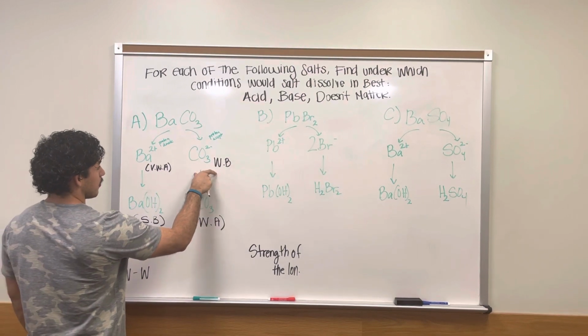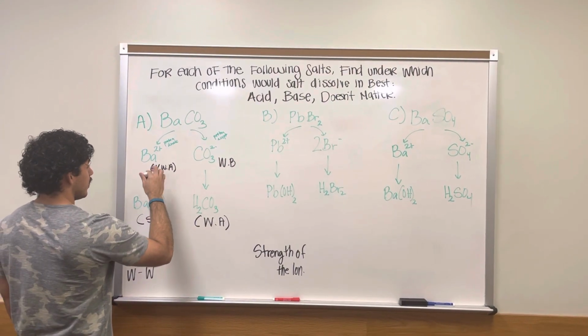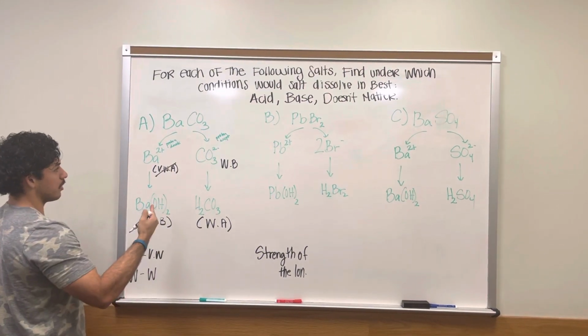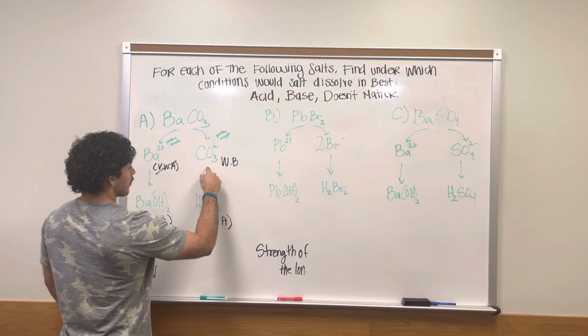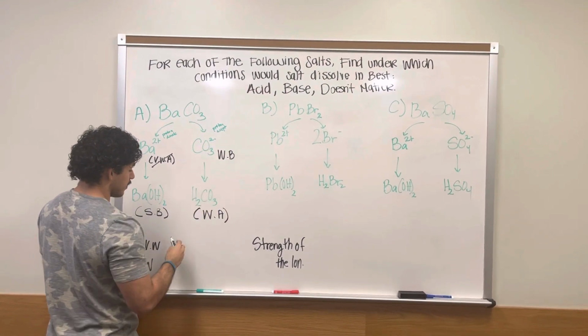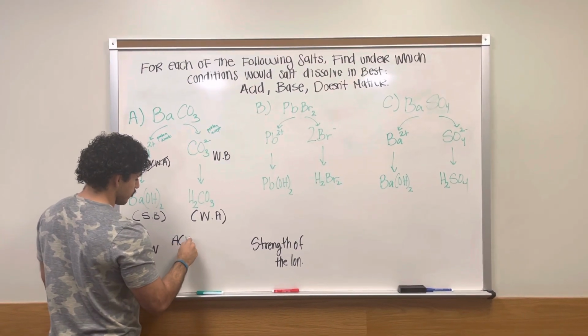We know that the carbonate ion, because it's weak, is stronger than the very weak acid, meaning that the barium ion has very little to do with what's going on in the solution. So this will prefer the weak base, and it would dissolve best then in the opposite. So it would dissolve best in an acidic solution.